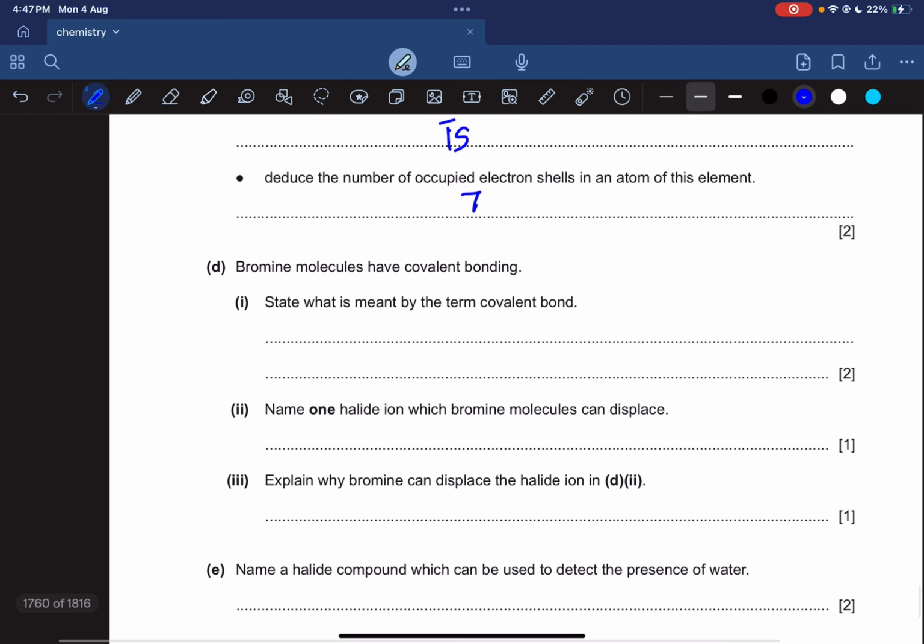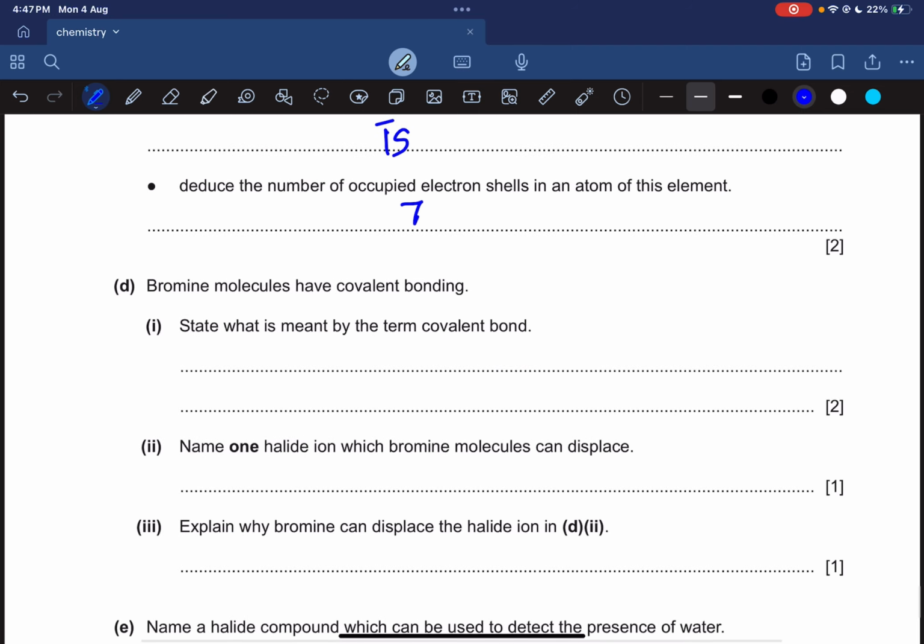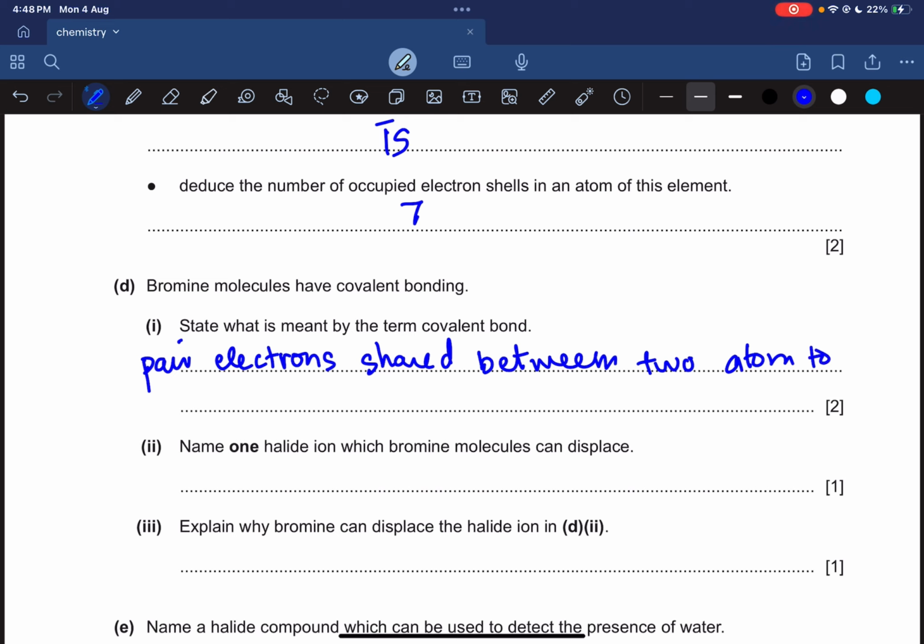Bromine molecules have covalent bonding. What is meant by the term covalent bond? You have to write that it means a pair of electrons shared between two atoms to attain a noble gas configuration. Many people mess up with this.